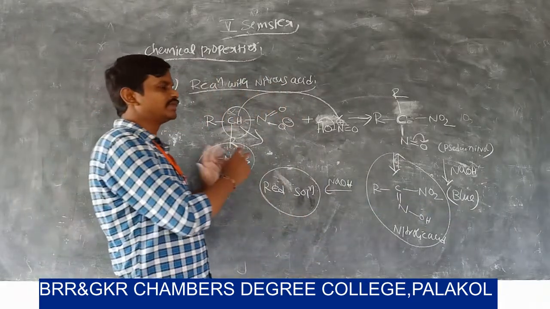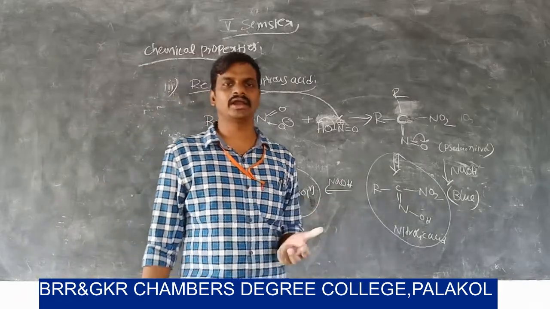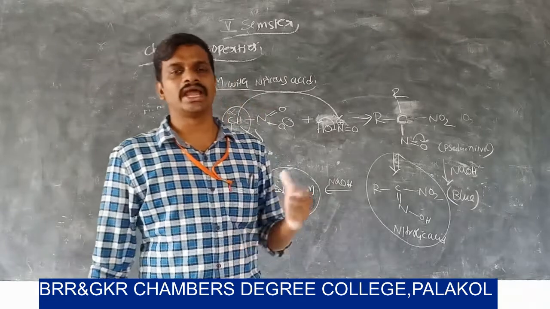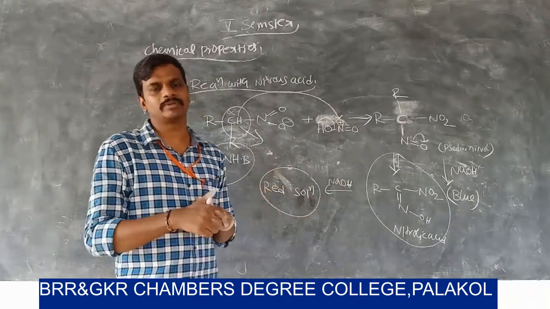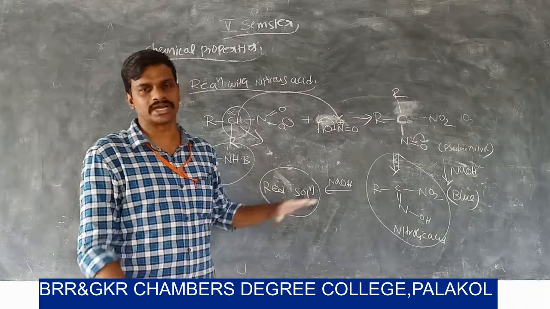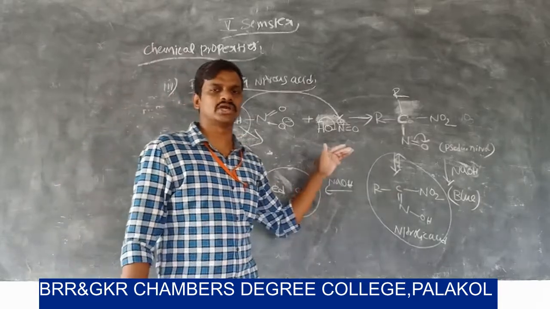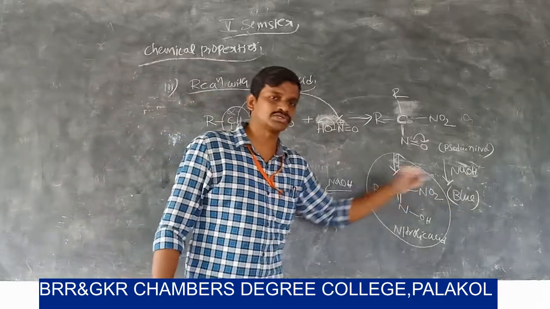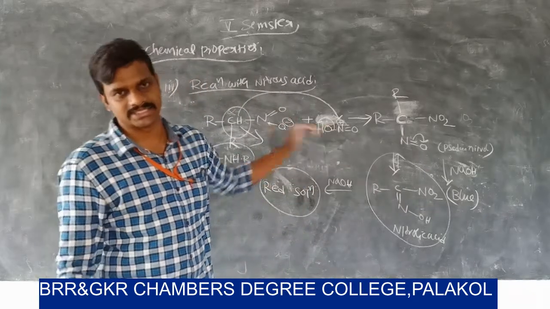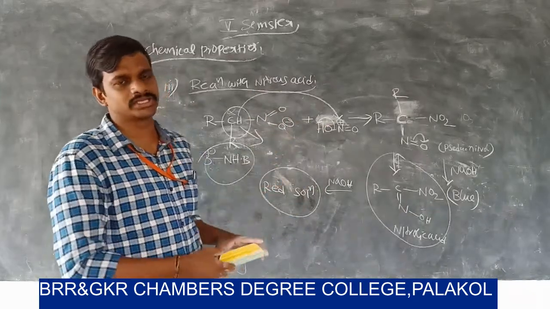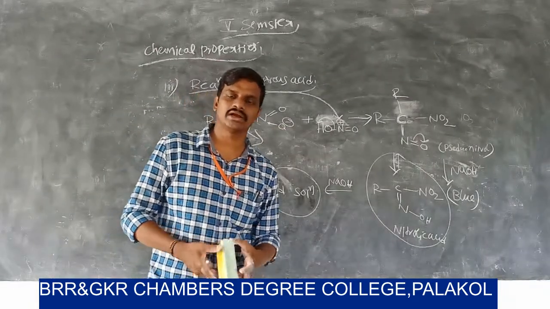So this is a very important reaction to distinguish primary, secondary, and tertiary nitrohydrocarbons. Primary nitrohydrocarbon on treatment with nitrous acid and dissolving in NaOH gives red color solution. Secondary nitrohydrocarbon on treatment with nitrous acid and dissolving in NaOH gives blue color solution. But tertiary nitrohydrocarbon does not react with nitrous acid. So by using this reaction we can distinguish primary, secondary, and tertiary nitrohydrocarbon.